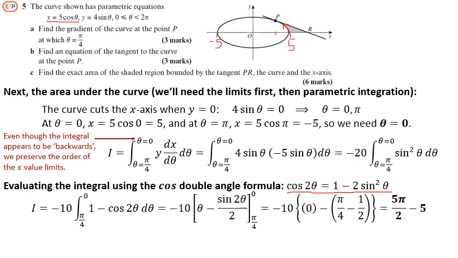I've got a minus 10 instead of a minus 20. That's because when you rearrange, you get sine squared theta is 1 minus cos 2 theta over 2. So I've pulled out the half as well. At the end, when you put it all back together, we get an answer 5 pi by 2 minus 5. And it's worth checking. Just check for the basics. Have we got a positive value?